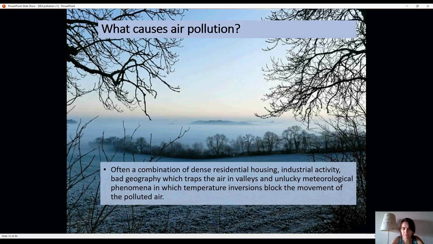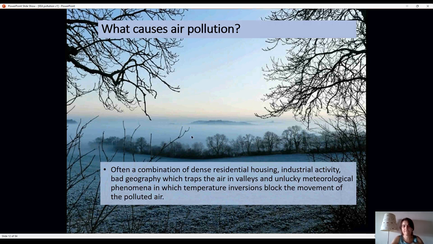So thinking about the smogs and going back to the example of London, this looks quite a nice idyllic countryside scene. We have some trees, it might be sunset or it might be dawn, it looks like it's a frosty winter morning. This is a classic example of an inversion, a temperature inversion. So these clouds here, or this fog, is trapped in a valley. Now you can imagine if you have a town in that valley, this air is trapped there, and what's happened is this cold air can't escape.